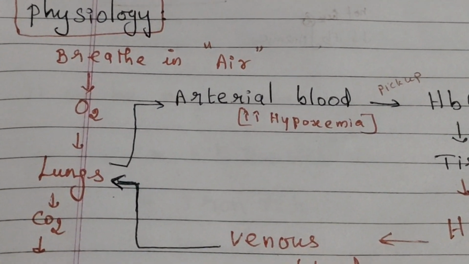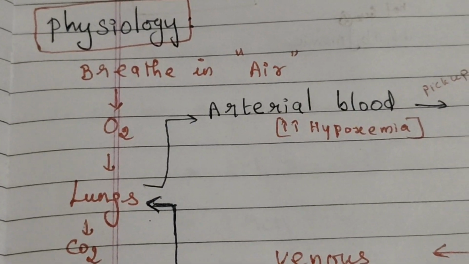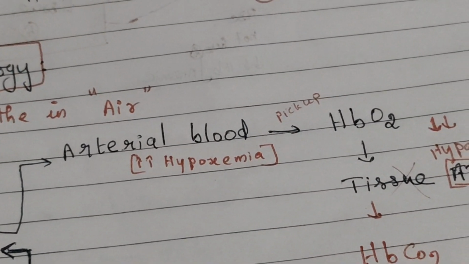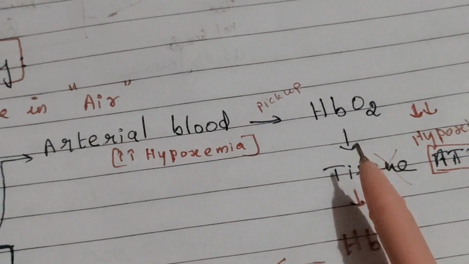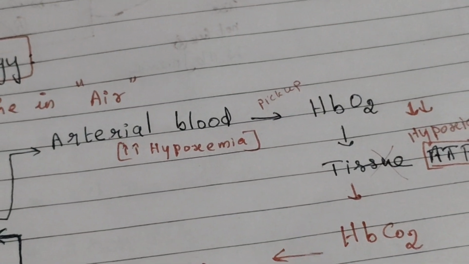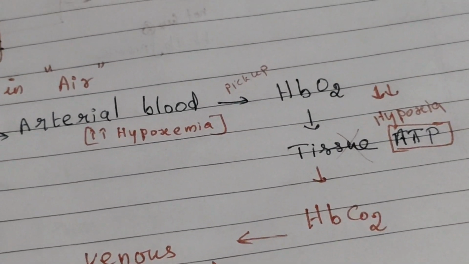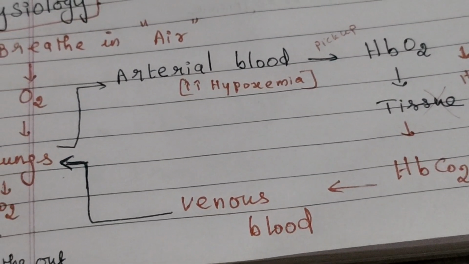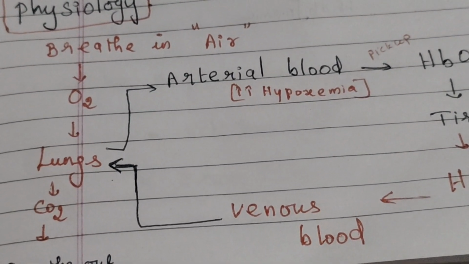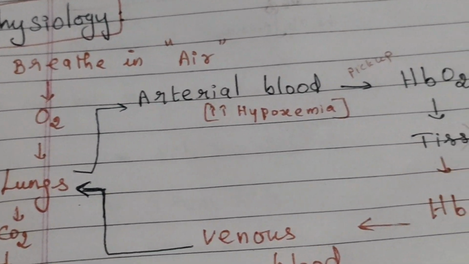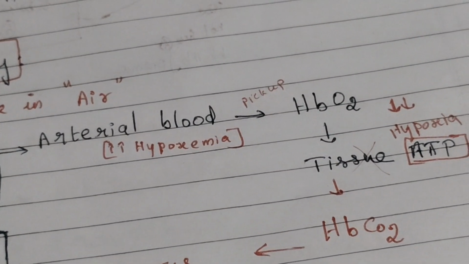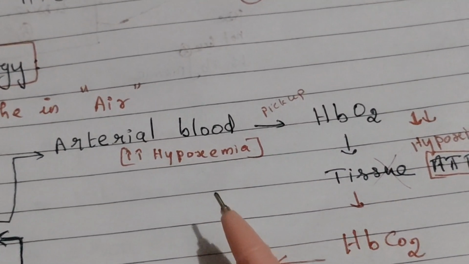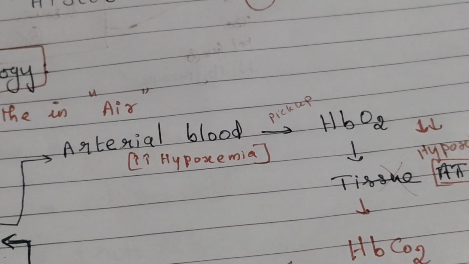When we are breathing, the air will go to the lungs and to arterial blood, and this will be picked up by hemoglobin. Then it will go to tissue, which will use the oxygen to form ATP, and it will be converted into carbon dioxide. That carbon dioxide will go to the blood going into the lungs and be breathed out. The decrease of oxygen at the tissue level is called hypoxia. The decrease of carbon dioxide is called hypoxemia.